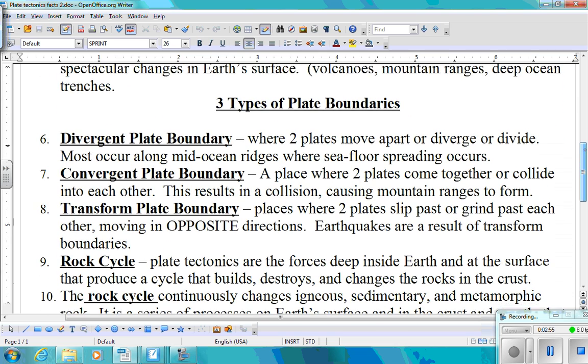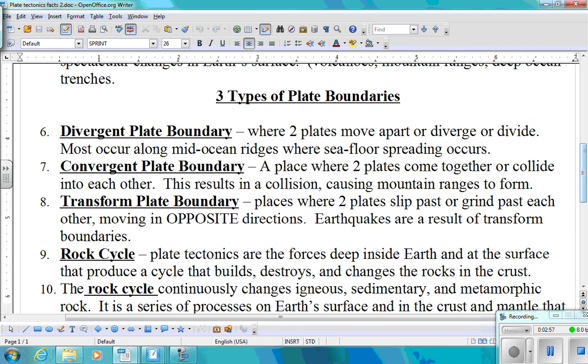The 3 types of plate boundaries that we need to know about: divergent plate boundary. This is where 2 plates move apart or diverge or divide. Most occur along mid-ocean ridges, and this is where seafloor spreading is occurring, which we will discuss a little bit later today. Convergent plate boundary: a place where 2 plates come together or collide into each other. This results in a collision, causing mountain ranges to form.